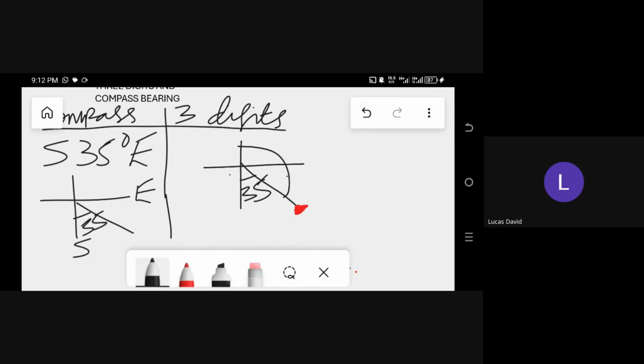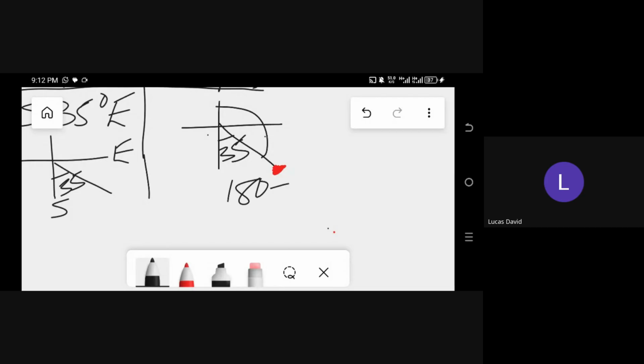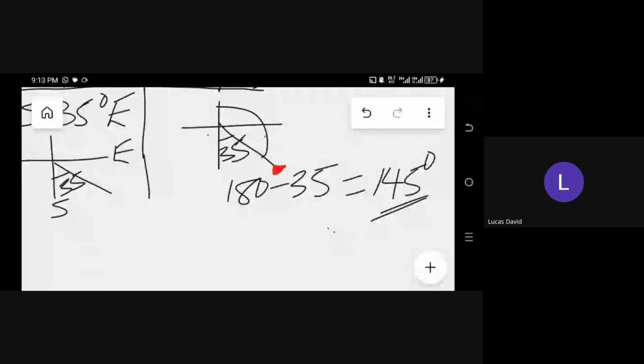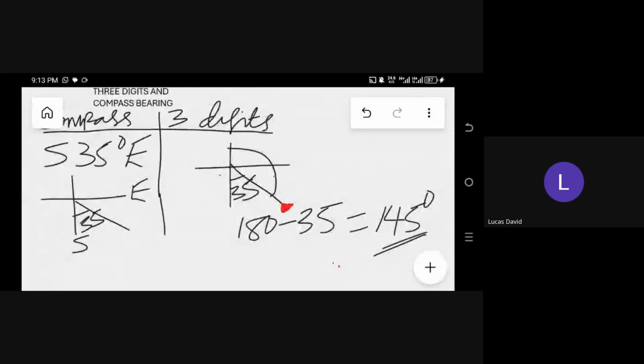If everything from north to south is 180 degrees, then the remaining angle should be the balance, and that balance would be 180 minus 35. And 180 minus 35 gives us 145 degrees. So the 3-digit bearing when you convert south 35 degrees east is 145 degrees.